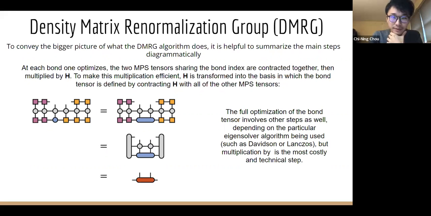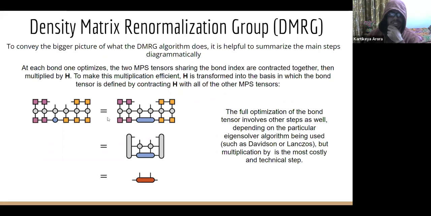Optimal. Does this make sense? Yeah, optimizing the sense. Yeah.